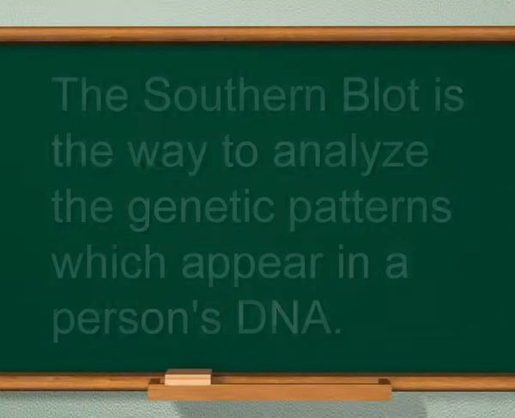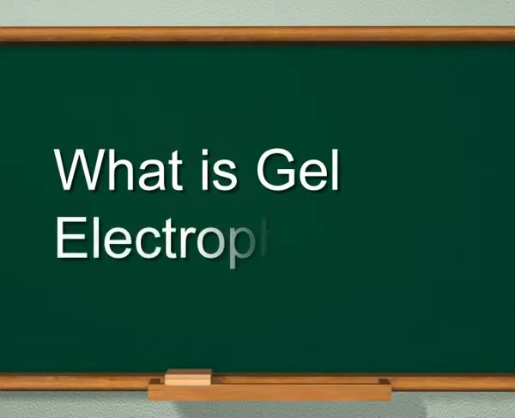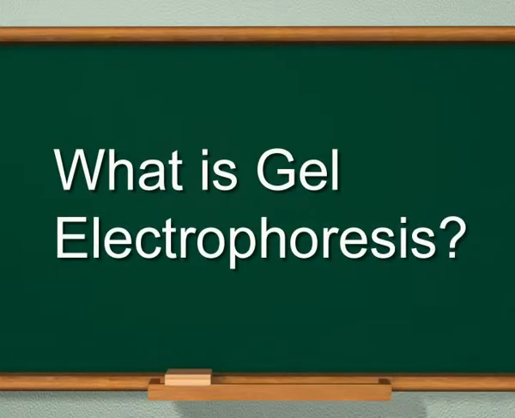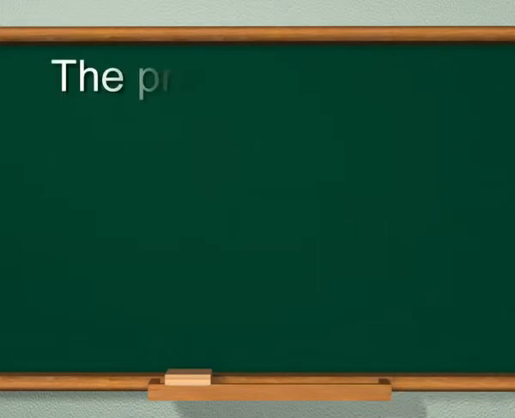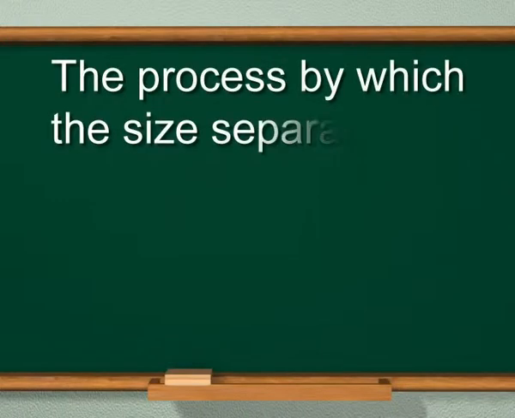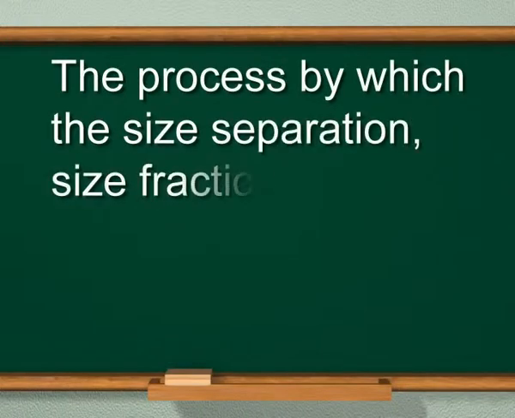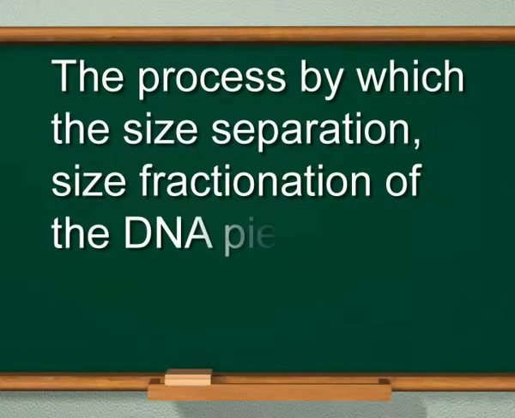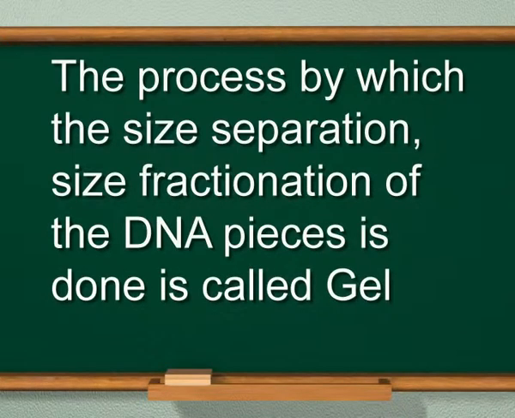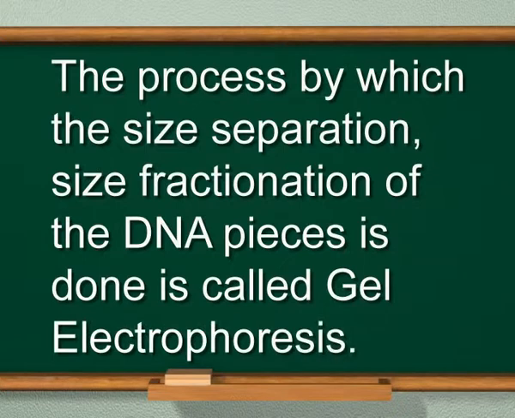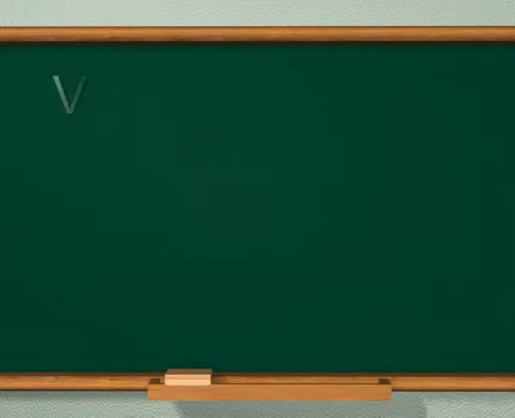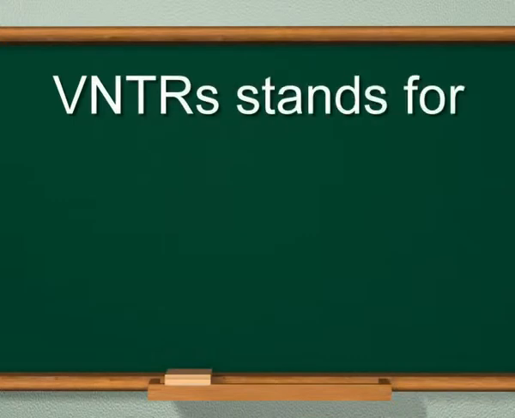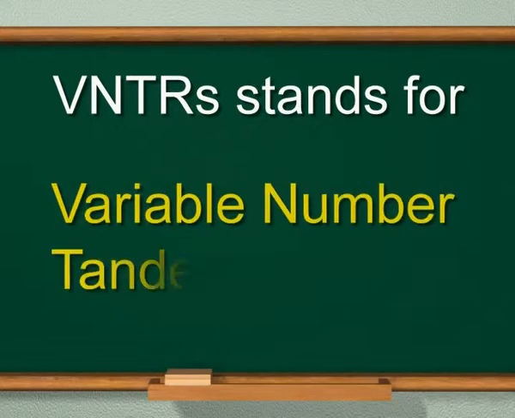Next question. What is gel electrophoresis? Answer. The process by which the size separation, size fractionation of the DNA pieces is done is called gel electrophoresis. Next question. Complete the sentence. VNTRs stands for dash. And the answer is variable number tandem repeats.